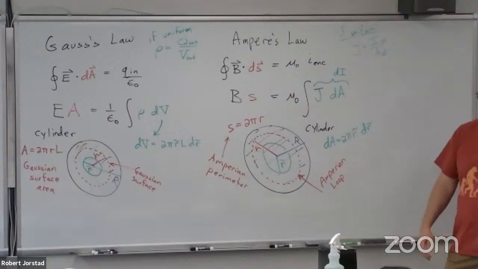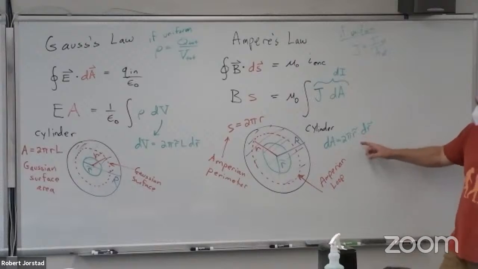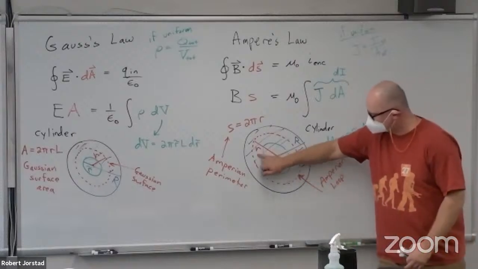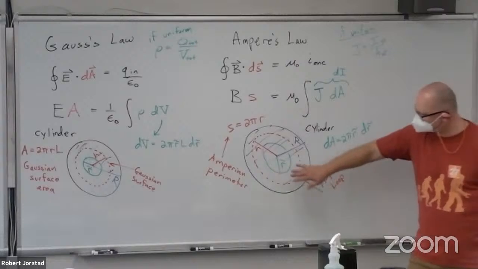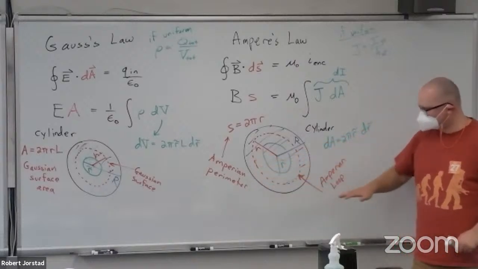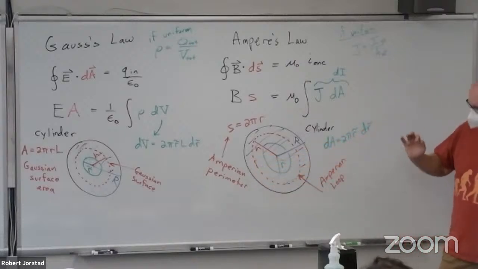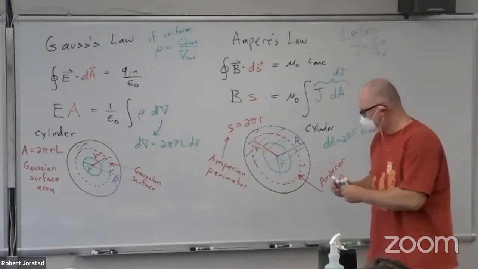Now you know why I have to do these R twiddles, right? It's important to distinguish the different radii. It's important that they have different symbols mathematically because they are not the same. All right, enough on that.